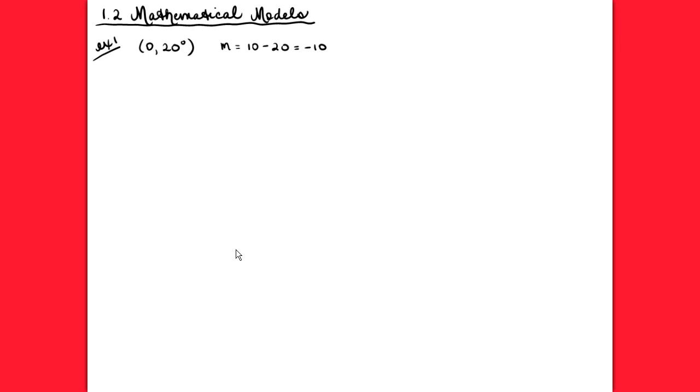Page 24, section 1.2 is mathematical models. They tell me that a mathematical model is a mathematical description, often by means of a function or an equation, of a real-world phenomenon such as the size of a population, the demand for a product, the speed of a falling object, or the concentration of a product in a chemical reaction.